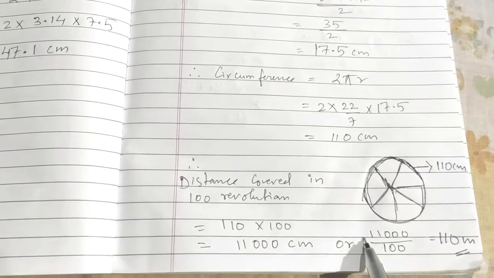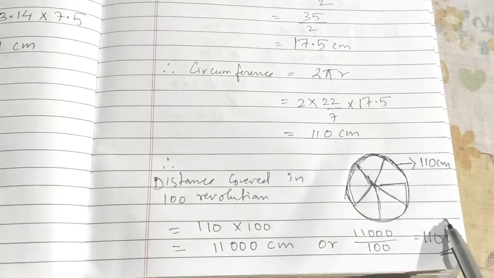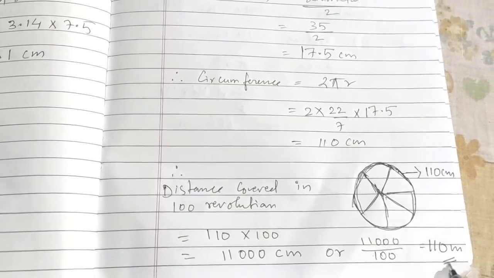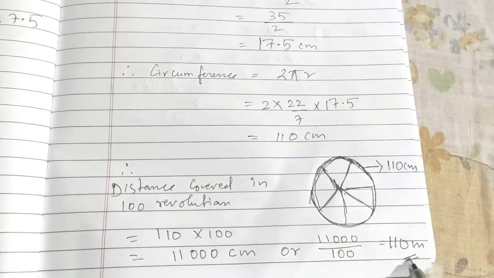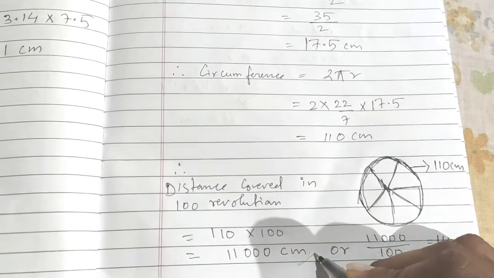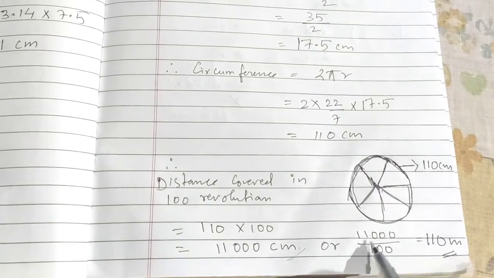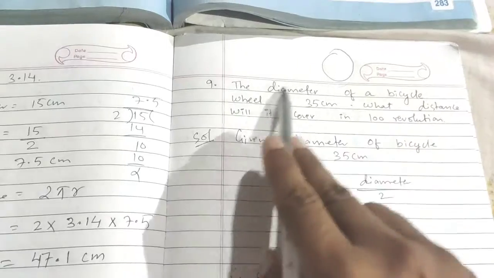When we convert it into meter, we divide 11,000 by 100. When we divide by 100, we'll get the answer in meter. In the book, the answer is given in meter. So I have converted 11,000 centimeter into 110 meter. You can take centimeter also, the answer is correct. But if you want, you can convert it into meter as well, 11,000 divided by 100, you will get 110 meters. This way, question 9 is done.